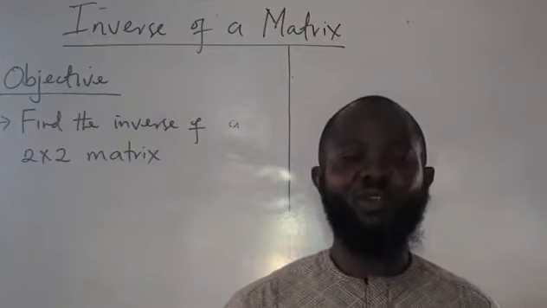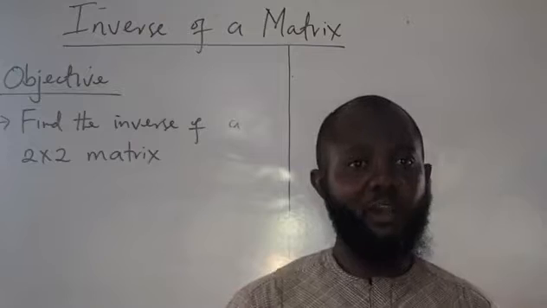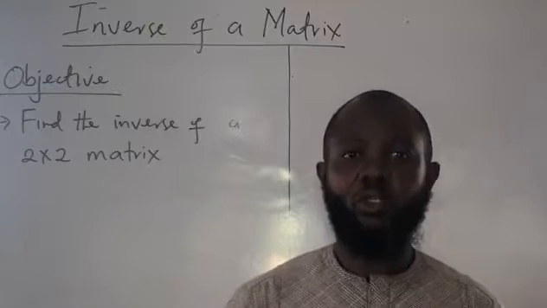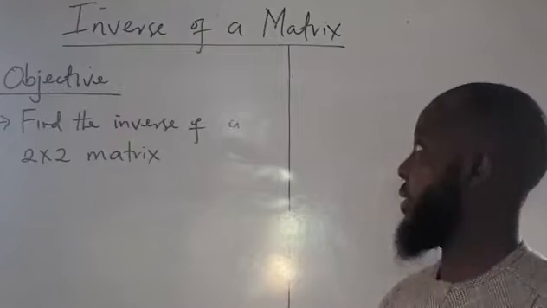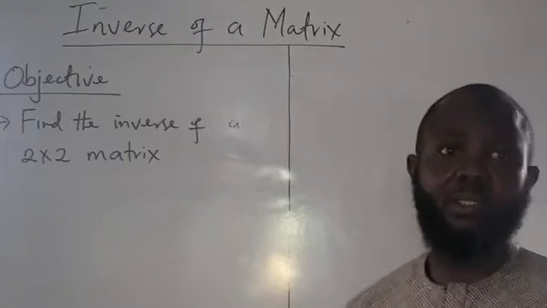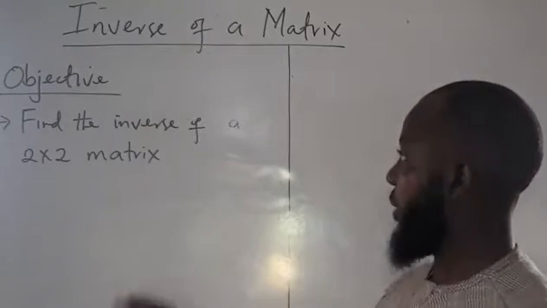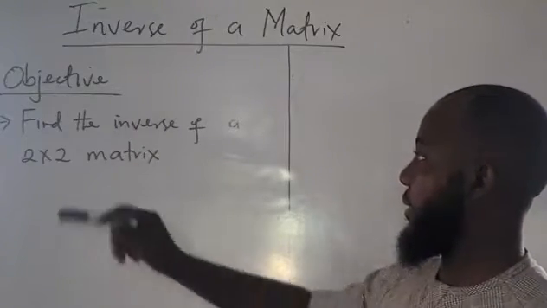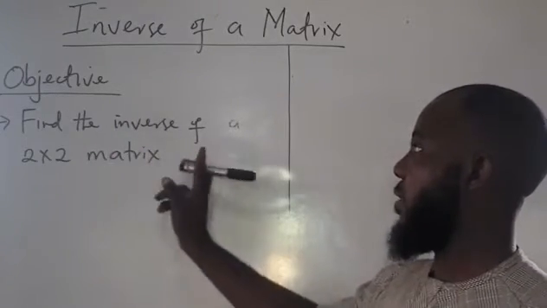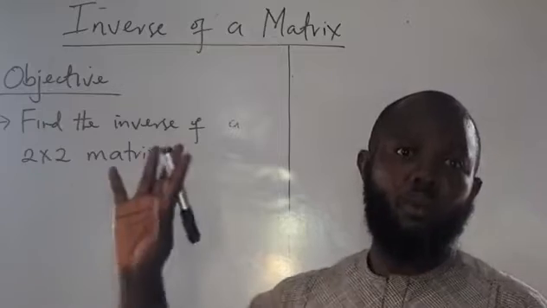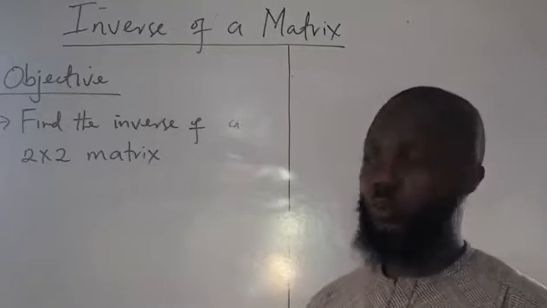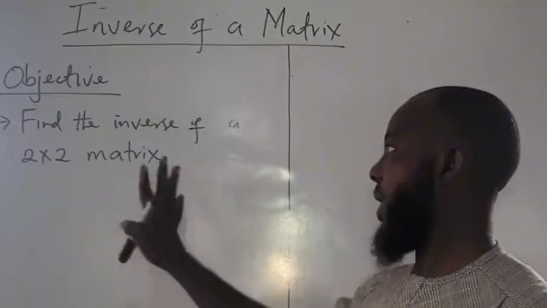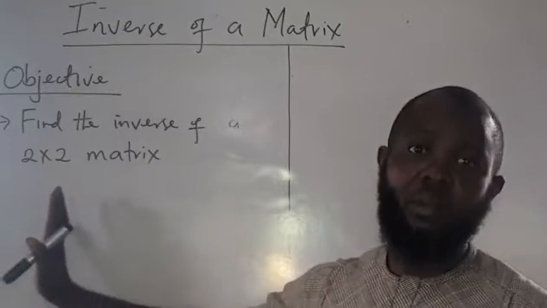So in this class, we continue from where we stopped. We're still on matrices, and we've talked about the transpose of a matrix. We want to look at the inverse of a matrix. Under this, we want to find the inverse of a 2 by 2 matrix in this video. Specifically, we'll look at that, then we'll look at examples on how to find it.